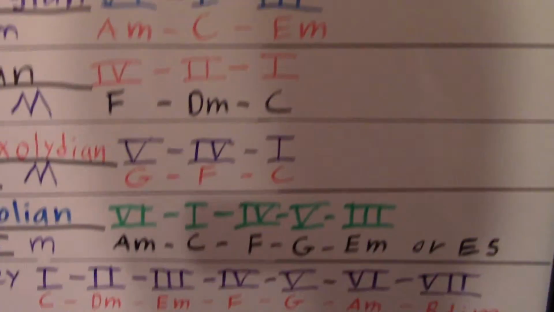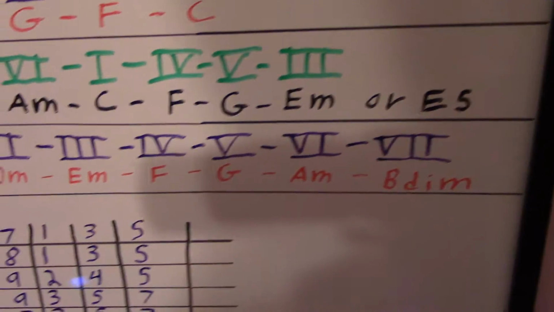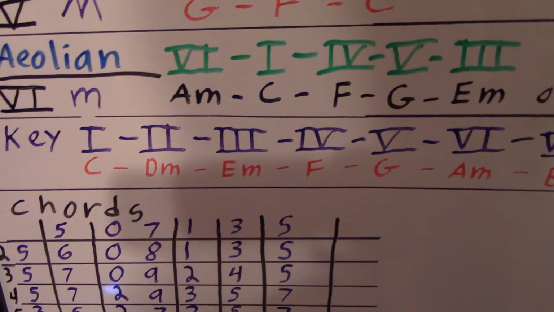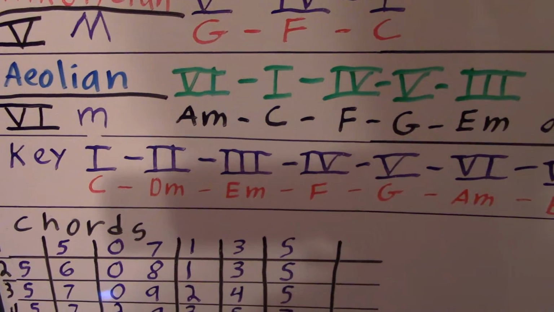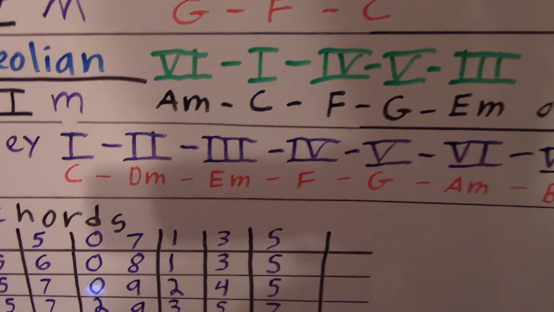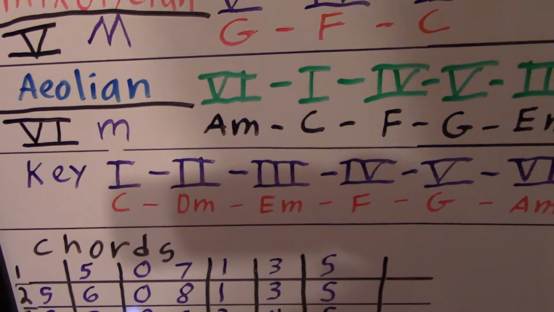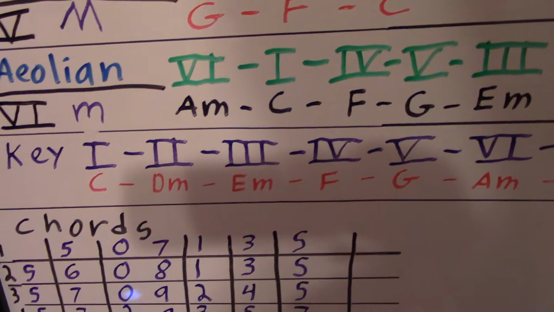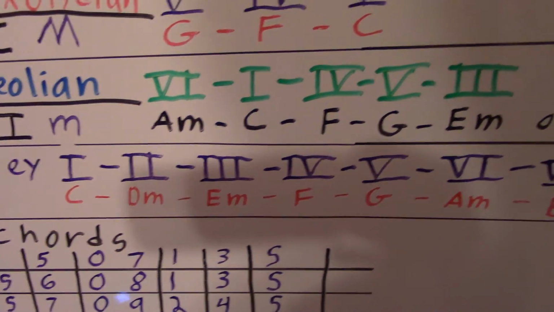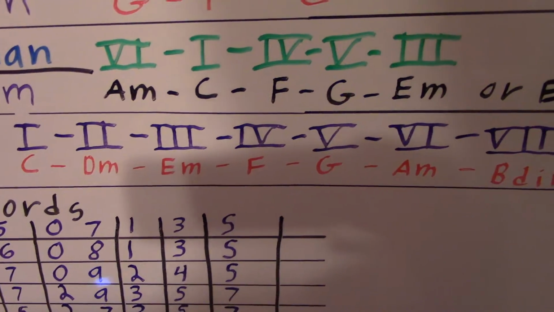Now down here you have the Roman numerals. What do the Roman numerals represent? Anybody know? That represents the 7 modes of the C major scale. Roman numeral 1 represents C Ionian, which is C chord. Roman numeral 2 represents Dorian, which is D minor. Roman numeral 3 represents Phrygian, which is E minor.